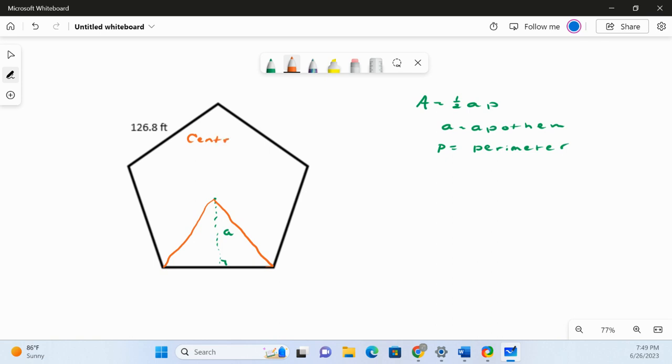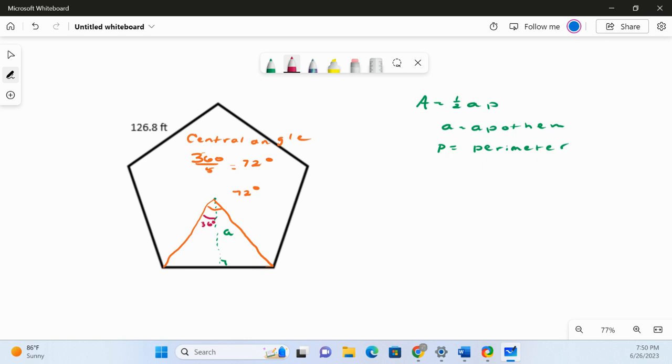The central angle will be 360 divided by the number of sides. 360 divided by 5 is 72. So that means this angle right here is 72 degrees. That whole angle is 72 degrees. But because we're not looking at the whole angle, we're going to use half of that as part of our work. So let's go ahead and put that in. And so this angle right here will be 36 degrees.